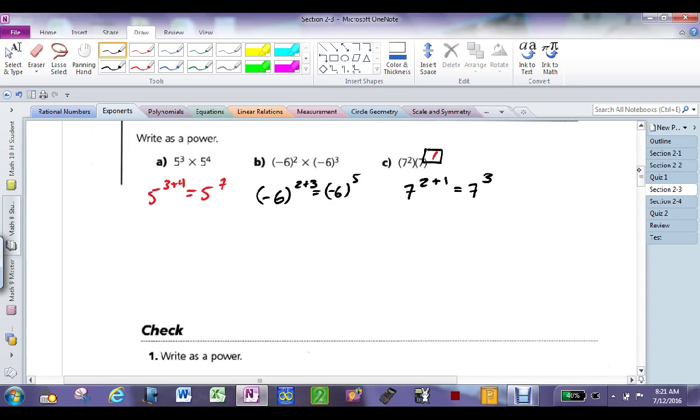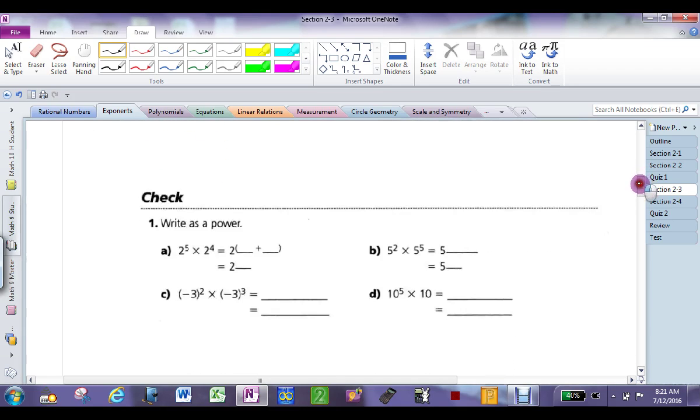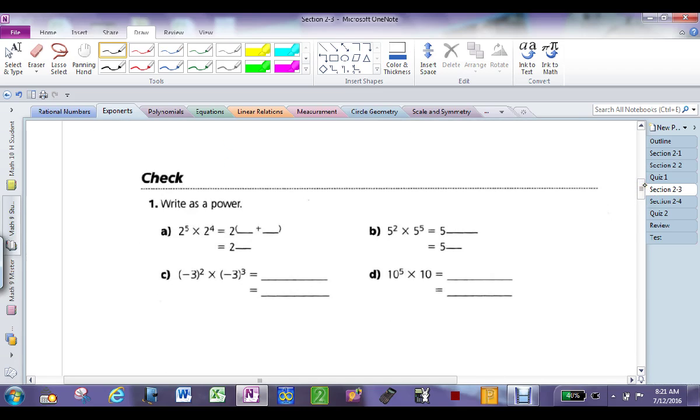Remember, the key here is no matter what it looks like, you follow the rules. So you guys fill that in. Go. Take literally 2 seconds to fill that in. I don't even care if you fill in the blanks. You can just put the answers.